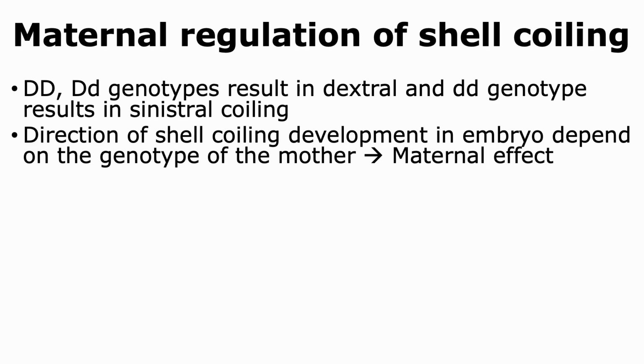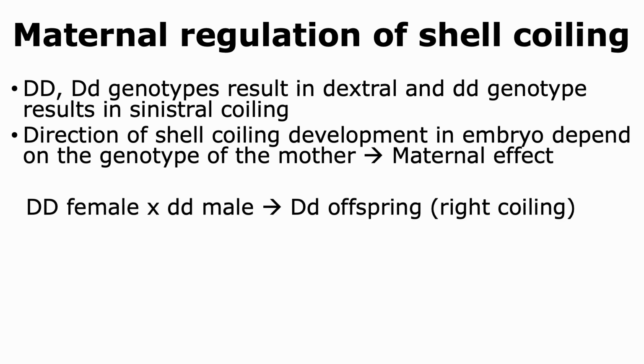So let's look at an example where we have a female snail that has the genotype capital D capital D, mates with the male snail that has the genotype of small d small d. The resulting offspring will all have the genotype of capital D small d. Now, in general, capital D small d should provide a phenotype of dextral coiling or right coiling. And in this case, this is what is actually observed.